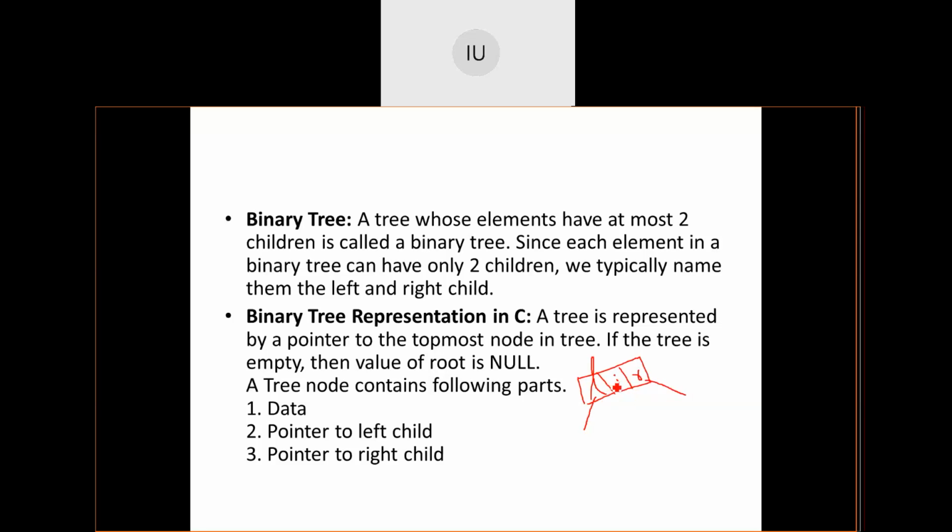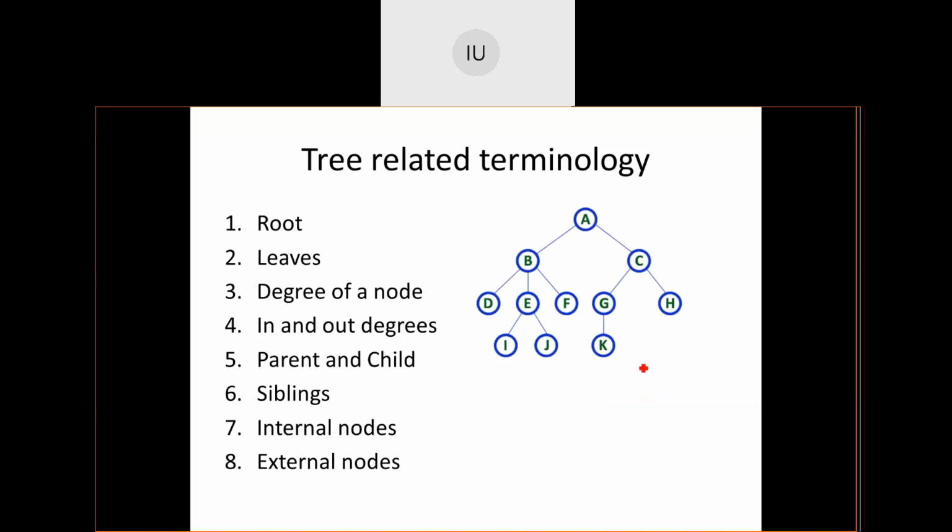If a node is the only node available in the tree, then left is equal to null and right is equal to null. If both left and right are null, it indicates that this is the only node that is available in the binary tree. Now, before we proceed with the implementation of the trees, we go through something called tree related terminologies.